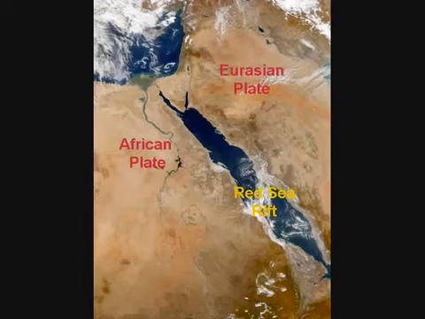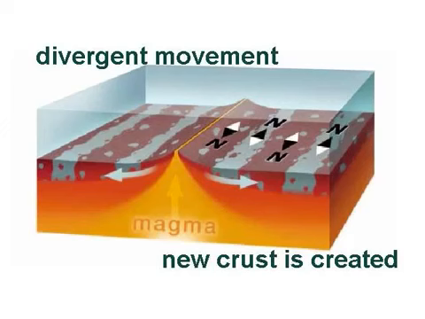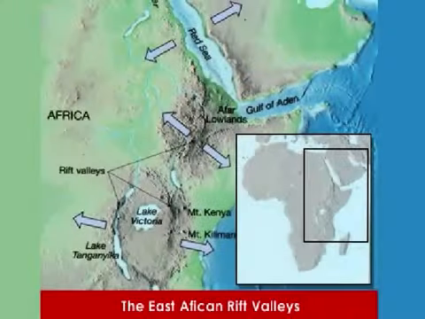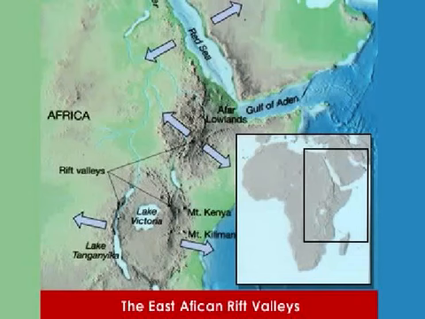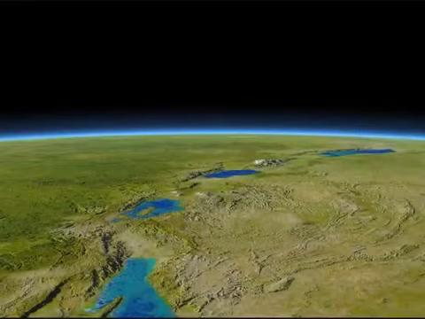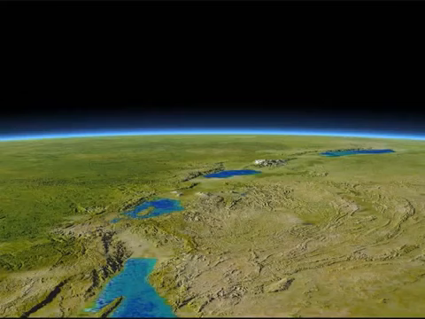As the Arabian plate moves away from Africa, this rift, the Red Sea, has been formed. This is divergent movement. New crust is formed when these 2 plates are moving apart. We also have the Rift Valley. The East African Rift Valley has lots of long, thin places with volcanic activity. Slowly moving apart, it will eventually form an African Sea here, and a new plate will begin to form here.